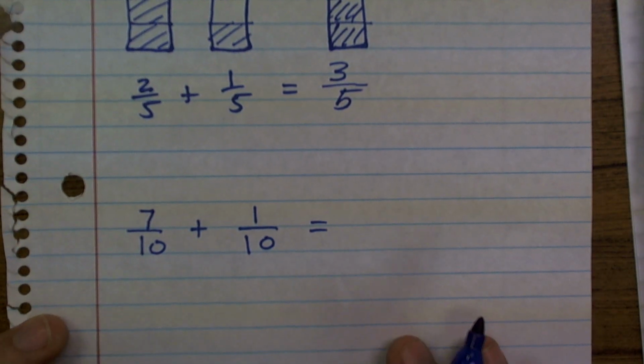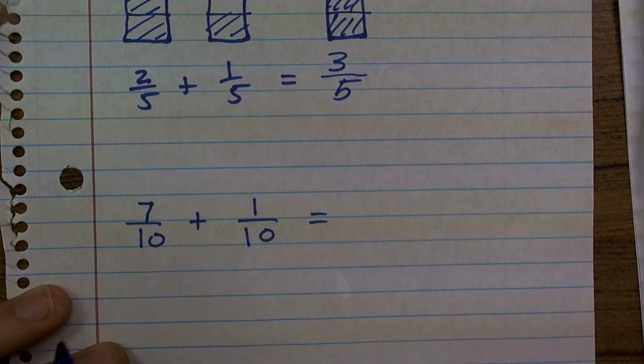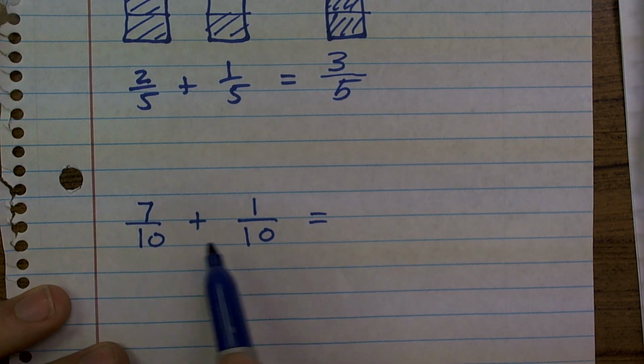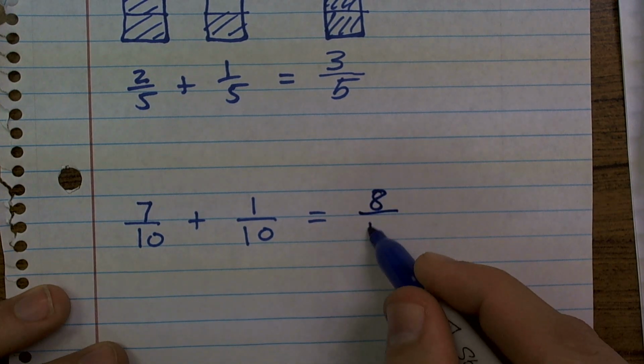So let's just go through another example problem here. Let's take a look at what if I wanted to add 7/10 plus 1/10. Well, to add 7/10 plus 1/10, again, our denominators are always going to remain the same, and you just add your numerators. So therefore, that will be 8/10.